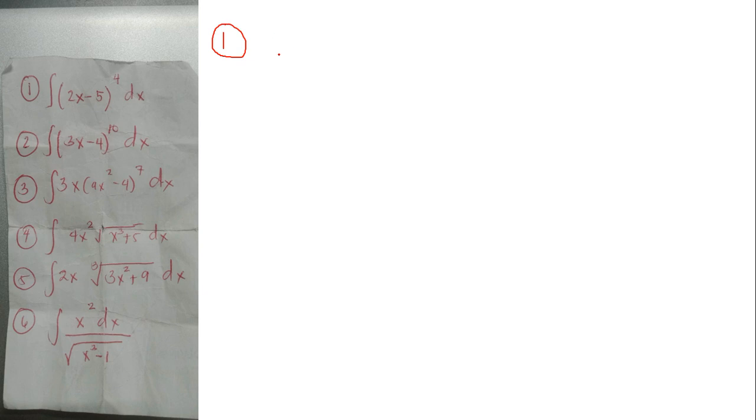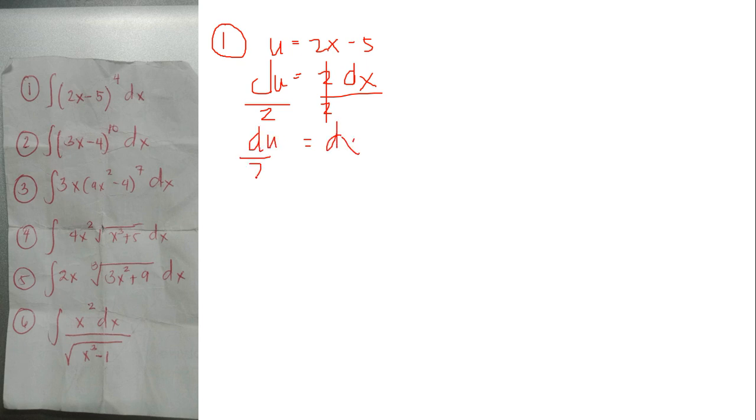Solve ko yung number 1. Integral of quantity 2x minus 5 raised to 4. Bibilisan natin ha. Yung u natin dyan is 2x minus 5. Yung du natin dyan is 2 dx. Para makuha natin yung value ng dx, divide natin sa whole number na katabi niya, which is the 2. Meaning to say, yung dx natin is du all over 2.